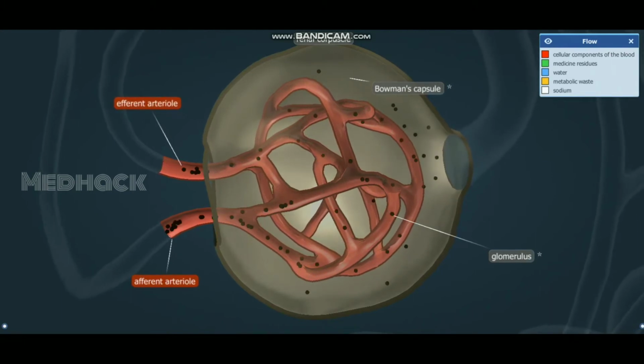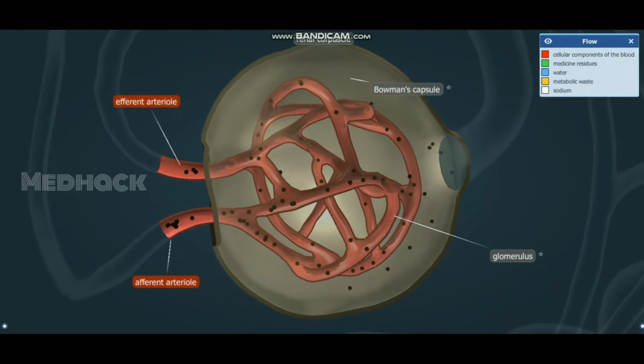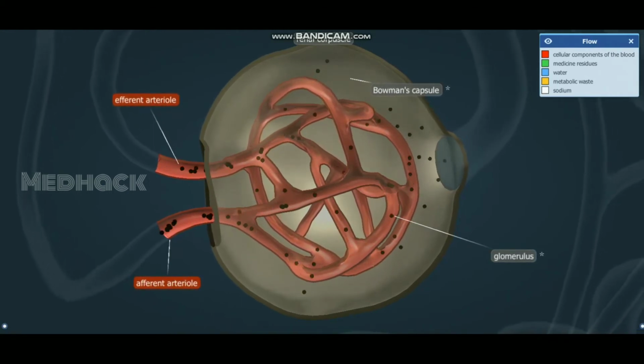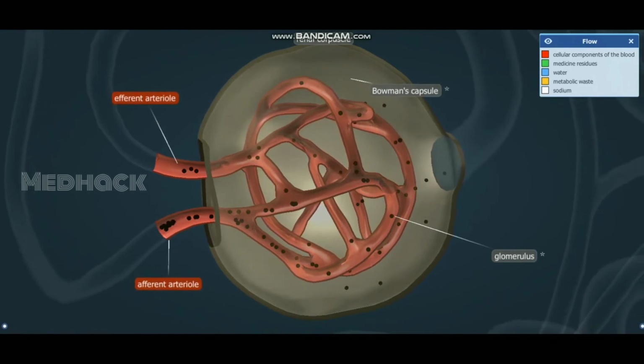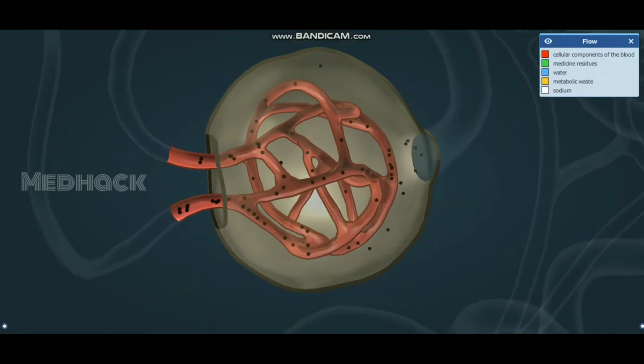The amount of filtrate entering the capsule is 180 liters a day. The majority of this filtrate is reabsorbed from the further sections of the nephron, so only 1.5 liters of urine is excreted from the body in a single day.